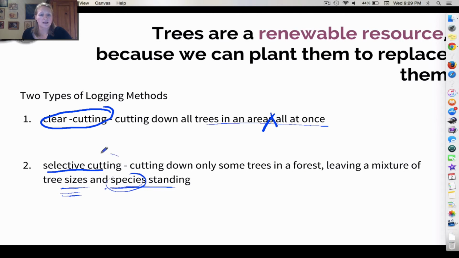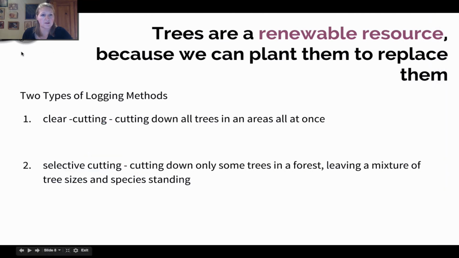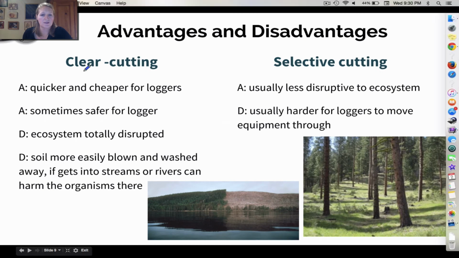So selective cutting and clear cutting are the two types of logging methods, and let's talk about the advantages and disadvantages of both. And here's also an image of the two. So this is clear cutting. So this is a forest that's intact. This is the side that has been clear cut. So all of the forest is gone. Clear cutting is frankly a lot quicker and cheaper for most of the time once it's kind of begun for loggers. It's sometimes even safer for loggers because they don't have to worry about other trees potentially, or whatever, all of those things.